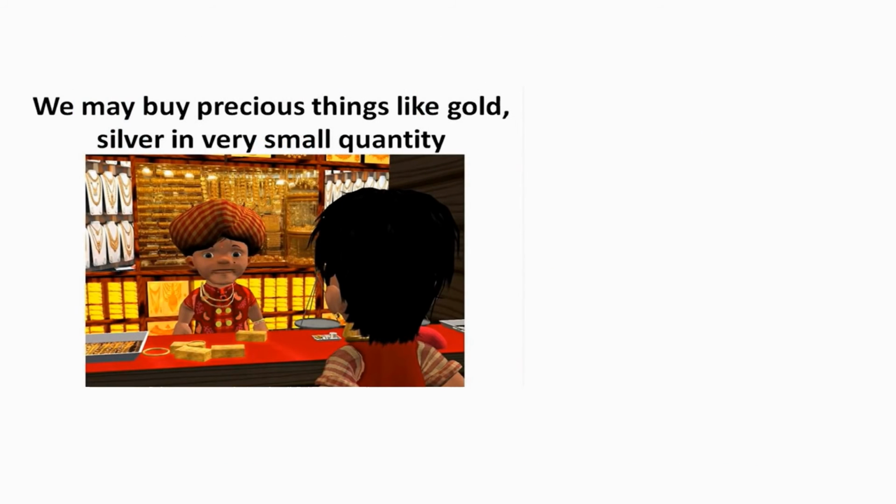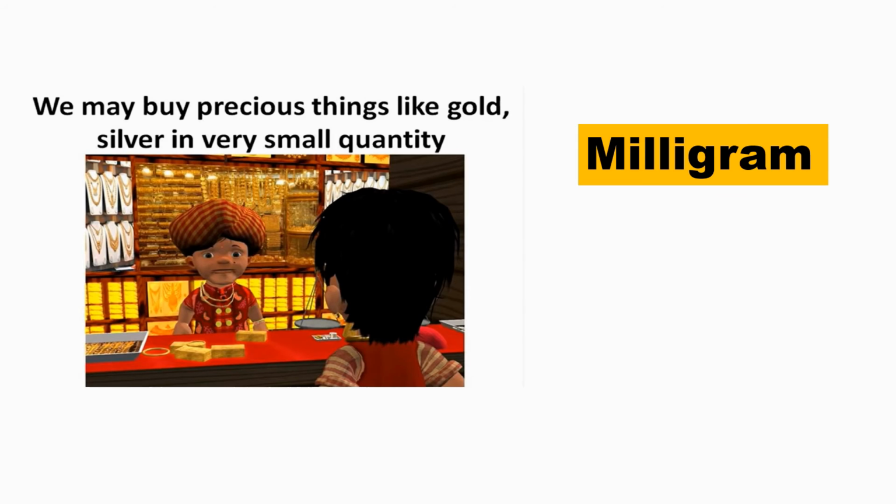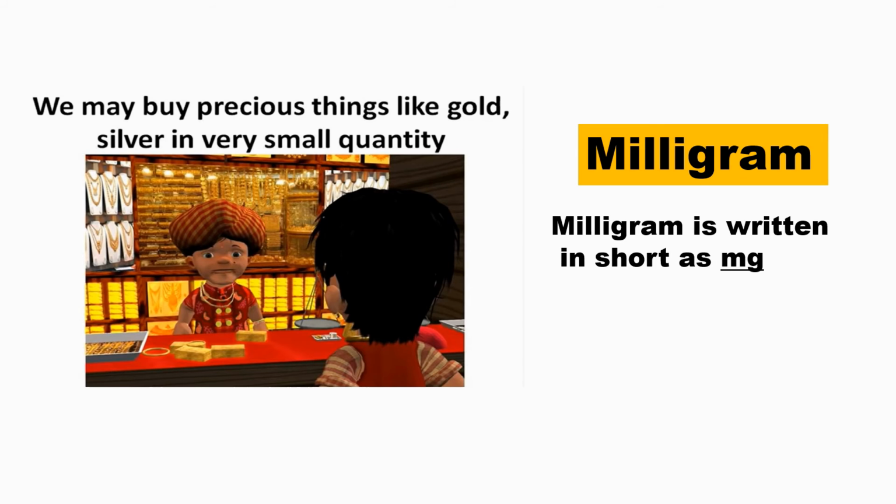When we buy precious metals like gold or silver, people buy in smaller quantities. They may even buy less than a gram. So for measuring very small weights, we have milligram. Milligram is written in short as mg.